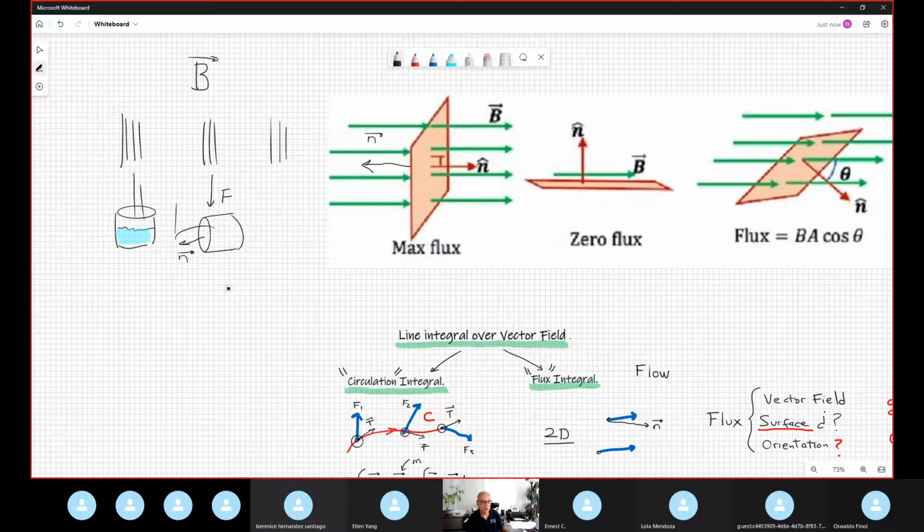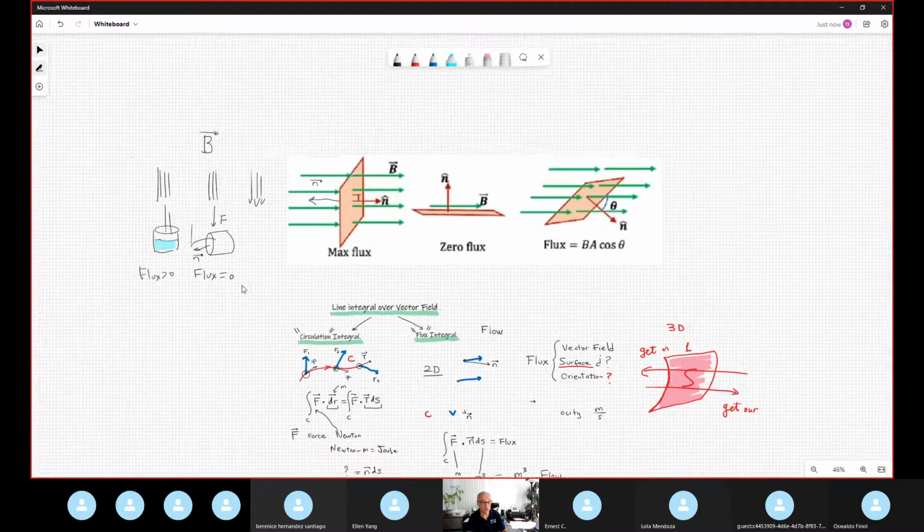So this flux is positive. This flux is 0. And negative is when the water goes outside, or in the opposite direction. Suppose that here, it's the opposite direction. You get the idea for the flux? Do you understand the thing? I try to start working.